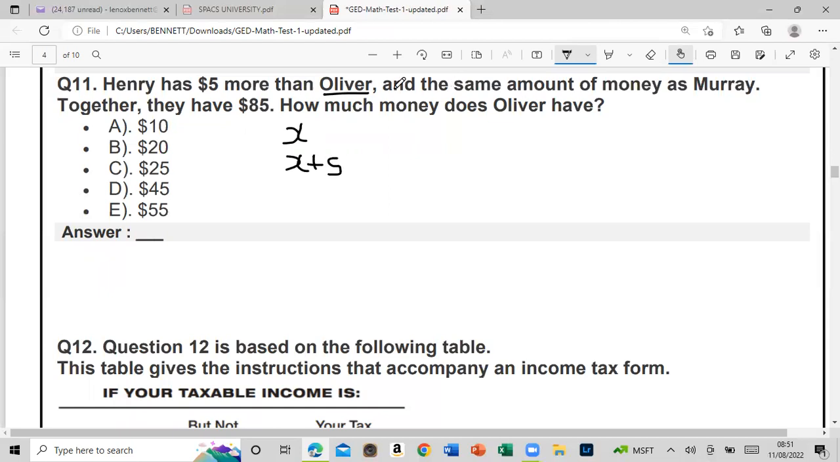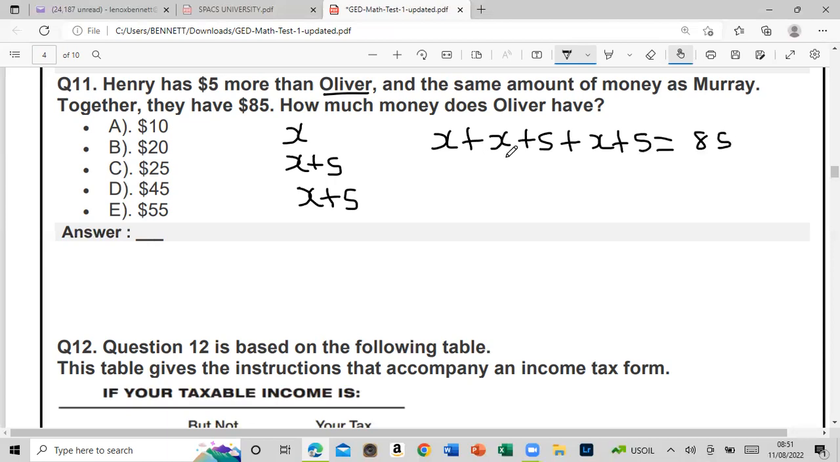And they say he has the same amount of money as Murray. So who has the same amount as Murray? Henry has $5 more than Oliver and the same amount of money as Murray. Okay. So that would also be X plus 5. Alright. So from there we can add it, and they say that there is a total of $85. So Henry is X plus 5, and because Murray has the same amount, Murray also has X plus 5.